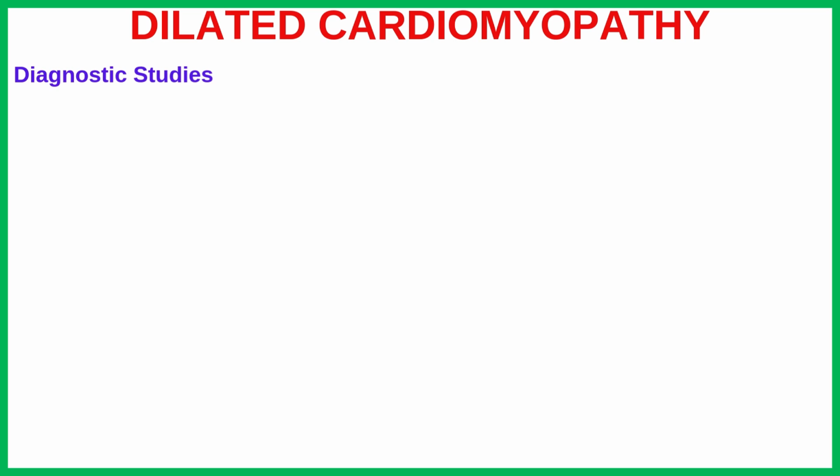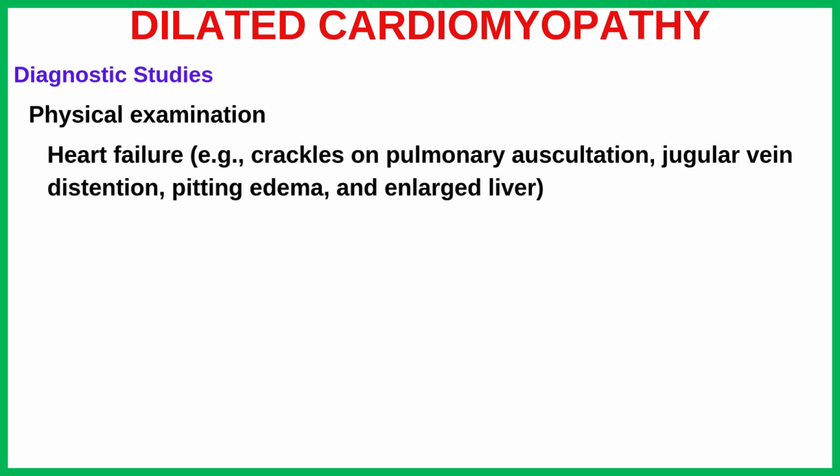Now we will see diagnosis. Physical examination at early stages may reveal tachycardia and extra harsh sounds. Patients with dilated cardiomyopathy may have diastolic murmurs and systolic murmurs. With the disease progression, examination also reveals signs and symptoms of heart failure, such as crackles on pulmonary auscultation, jugular vein distension, pitting edema of dependent body parts and enlarged liver.